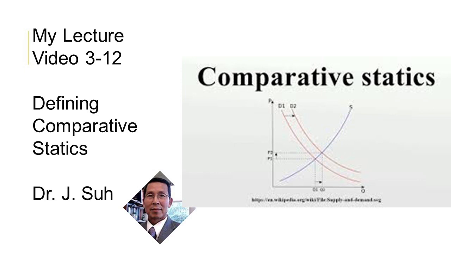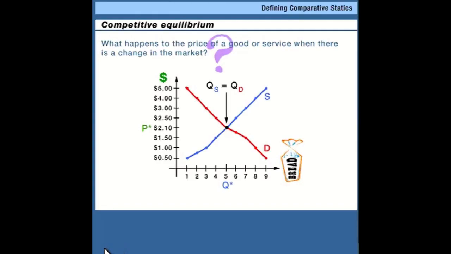What happens to the price of a good or service when something changes in the market? Can you predict how a change in the environment will influence the price of a good and the quantity traded? Well, you can, using the tool that we developed in the last lecture. Here's what a competitive equilibrium looks like.